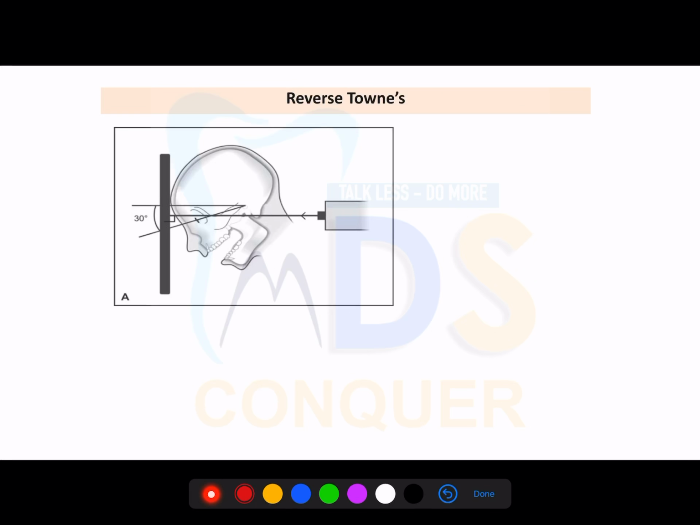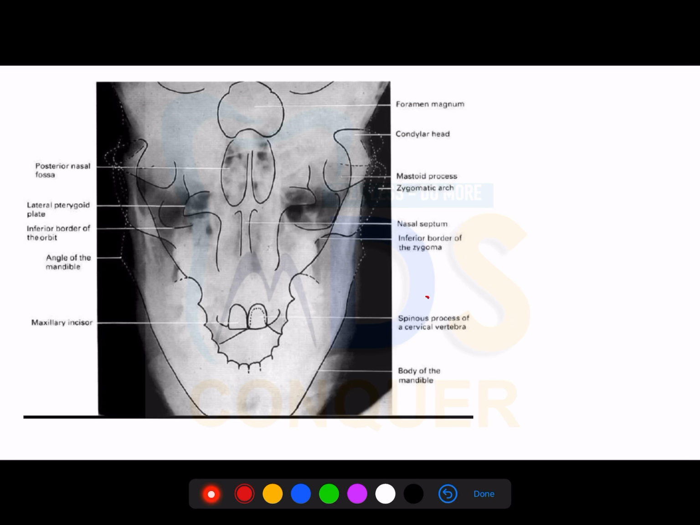And this is a reverse Towne's view. Only the forehead is touching the extraoral cassette and the angulation here is 30 degrees. So this is the reverse Towne's view, and the important evaluation point in this view is condylar fractures. Condylar head fractures can be evaluated easily on this reverse Towne's view.